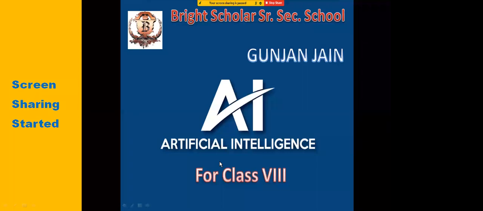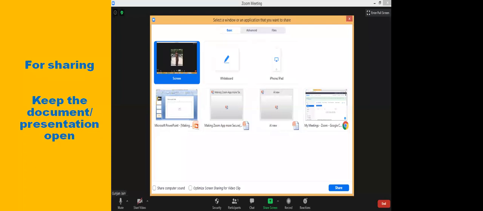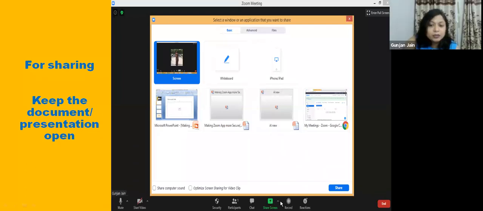Now, Gunjan ma'am, 1 minute. Where will it be visible? This, yes, this. Ma'am, when we click on this, but not on the arrow, when we click on share screen. Is that clear? Okay, ma'am.